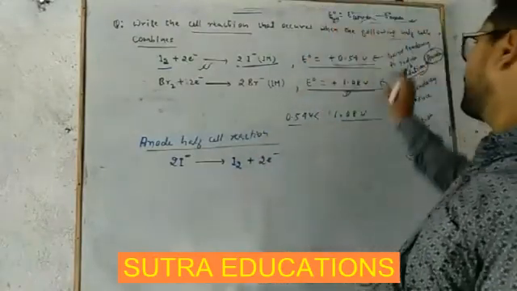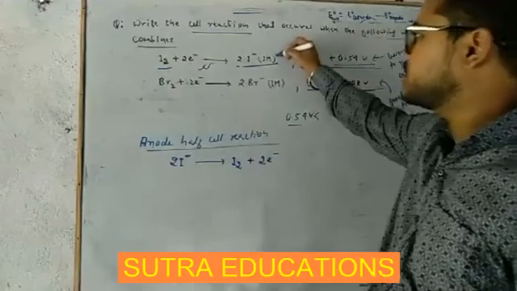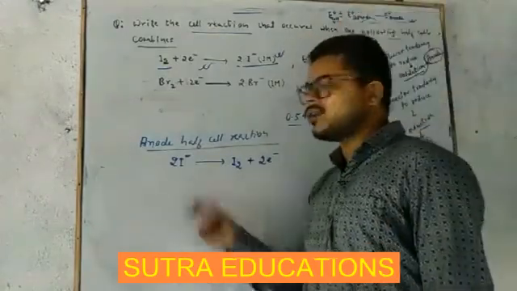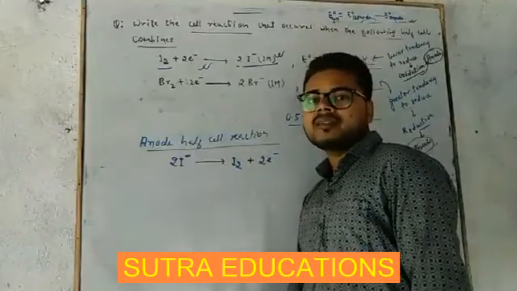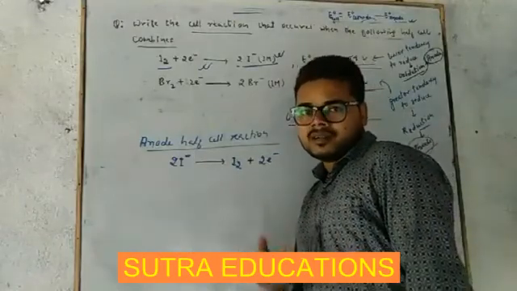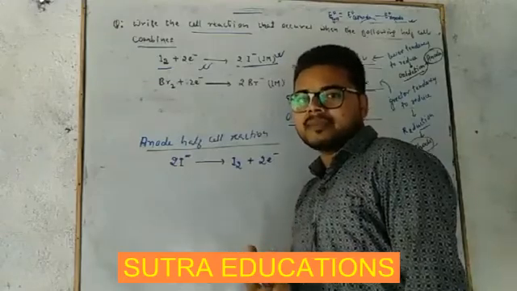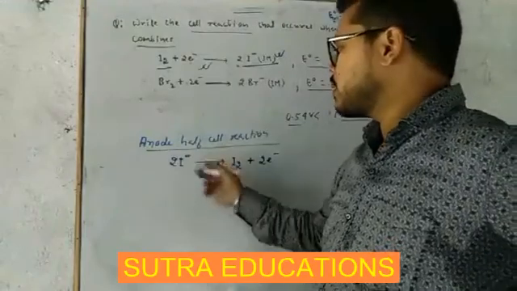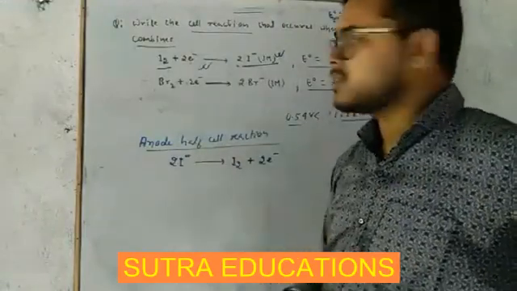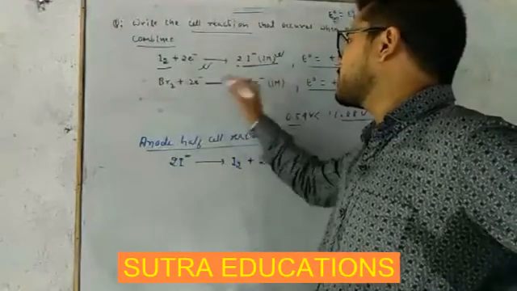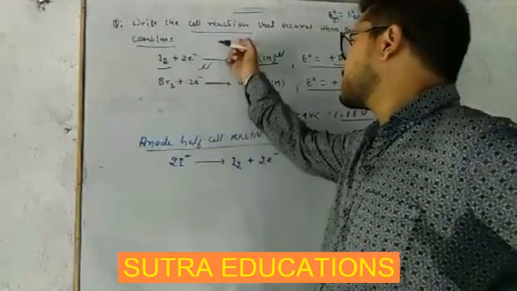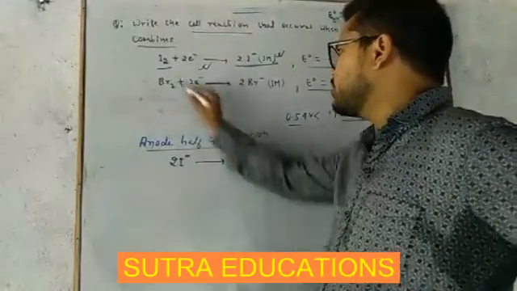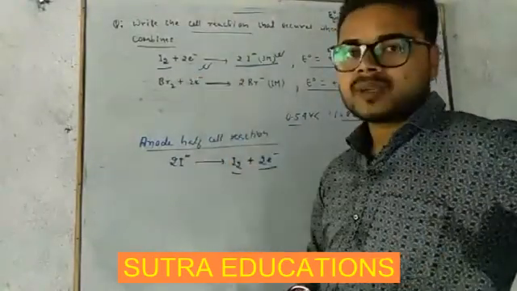We have decided how to decide anode and cathode. We have decided this is going to act as anode, and we know at anode oxidation takes place. Oxidation means when electrons are removed, released. Okay, in both cases electrons are being accepted, so we have to remove or release the electrons, so we will take the reverse of it. 2 electrons are extra here now, so 2I minus will release 2 electrons and become I2.